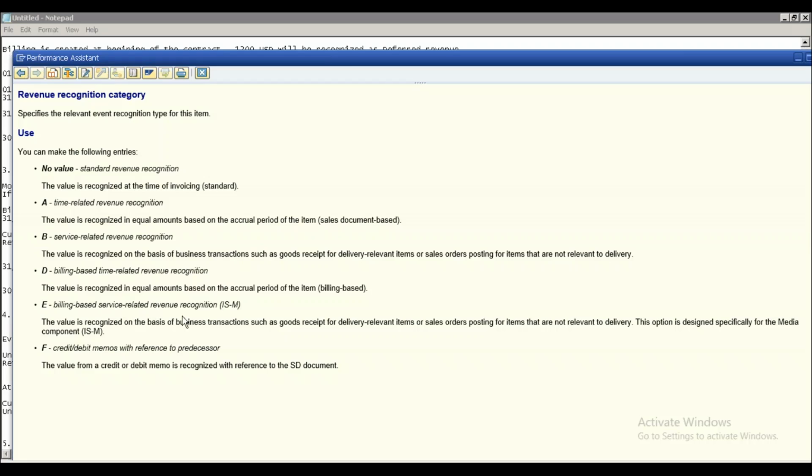Then comes E, which is not relevant for us, as it is only relevant for the media industry. If time permits, we'll talk about this. And finally, we have F. F is, as you can see, based on the credit debit memo. This is not the normal way of recognizing the revenue. This is only for when you have posted based on A, D, B or anything, and then you want to post a credit memo or debit memo against it. This is also something which we'll see directly in the system. It will not be easy for us to explain this.